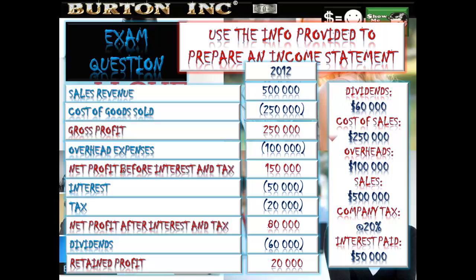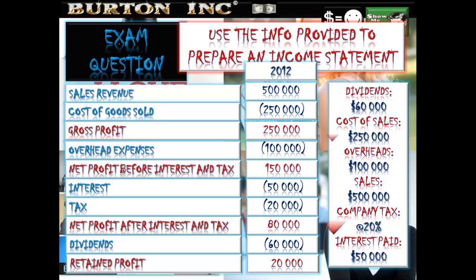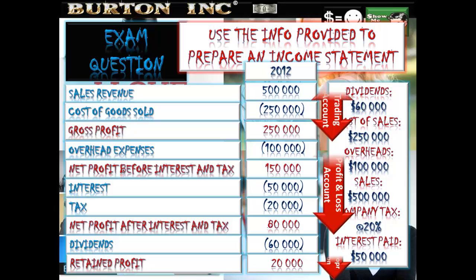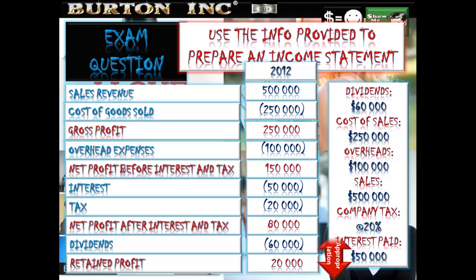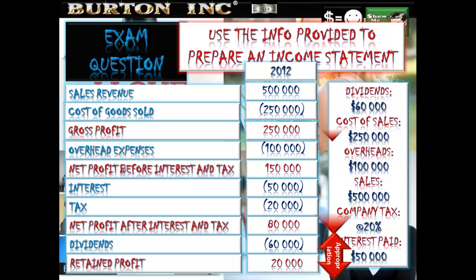Oh, and just quickly, if we're asked a question where we need to identify what parts are which, sales revenue, cost of goods sold, gross profit, that's our trading account. The profit and loss account, right down to net profit after interest and tax, and the appropriations account, just that remaining dividends, retained profit part. If we're asked to identify which parts of the trading account, which parts of the profit and loss account, which parts of the appropriation account, we can do that quite easily.